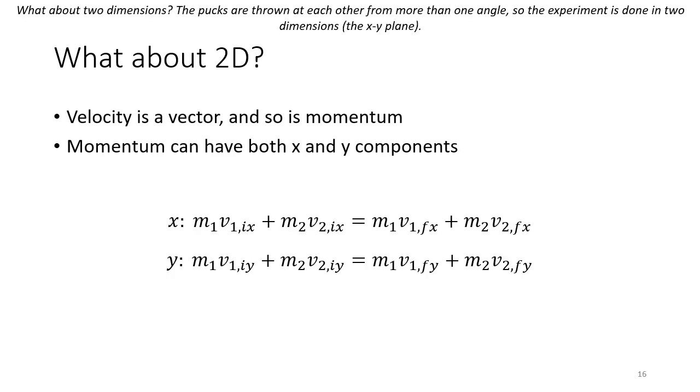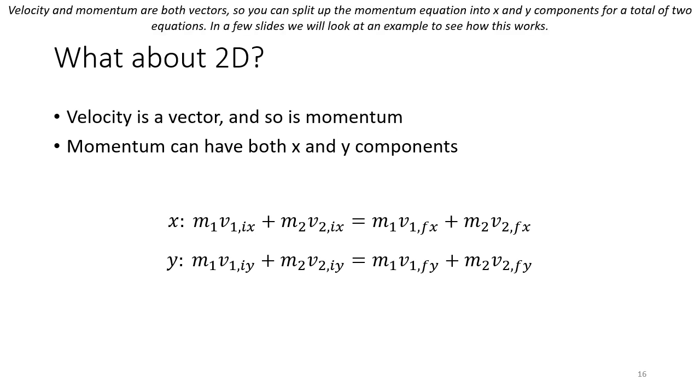What about two dimensions? The pucks are thrown at each other from more than one angle, so the experiment is done in two dimensions, the xy plane. Velocity and momentum are both vectors, so you can split up the momentum equation into x and y components for a total of two equations. In a few slides, we will look at an example to see how this works.